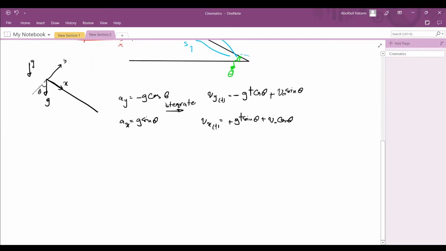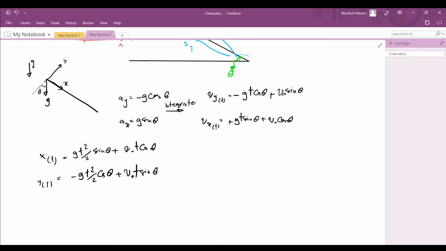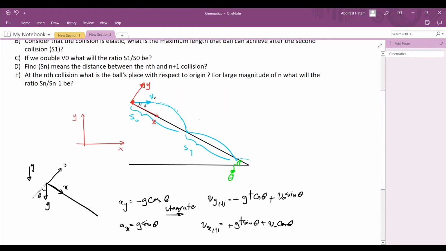Again, we integrate these formulas to obtain x of t and y of t. The x of t will be g t squared divided by 2 times sine theta, plus v0 t cosine theta, and y is minus g t squared divided by 2 times cosine theta, plus v0 t sine theta. Actually, they have x0 and y0, but x0 and y0 are equal to 0 because we take the coordinate system at the origin, and we shoot the ball from the origin, which is on our coordinate system, so x0 and y0 are equal to 0.